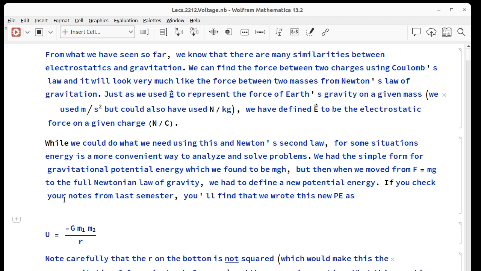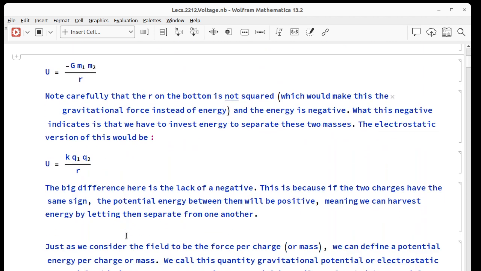So back in Physics 1, when we looked at gravity, we had a simple form for gravitational potential energy, and we said it was mgh. Then we went to real Newtonian gravity, and we weren't using F equals mg anymore. We were using G m m over r squared. We had to define a new potential energy that would fit that new form of the force. If you look in your notes, you'll see that we wrote that potential energy as U equals negative G m1 m2 over r. And pay attention to the fact that that's not r squared, because that would be force again. Also, the energy is negative.